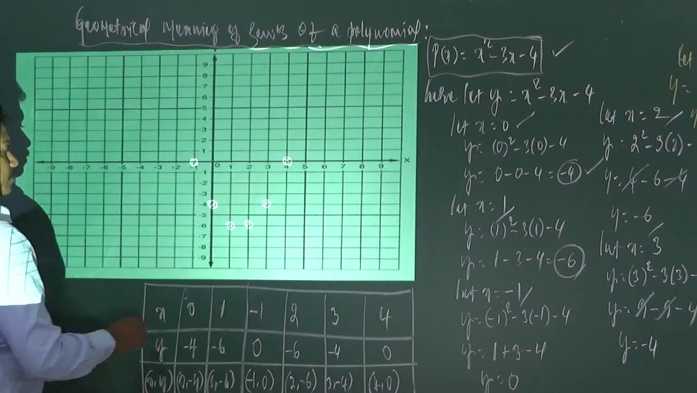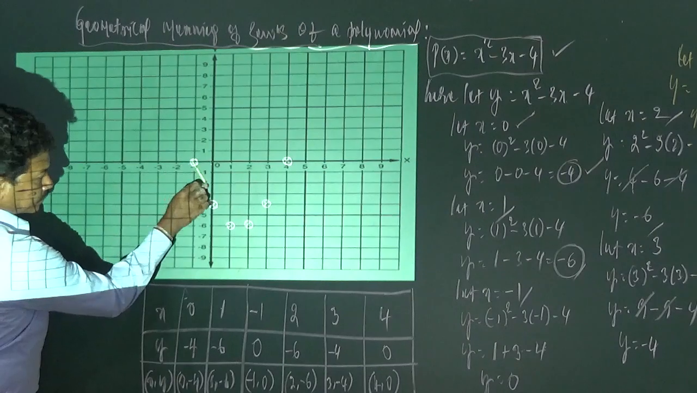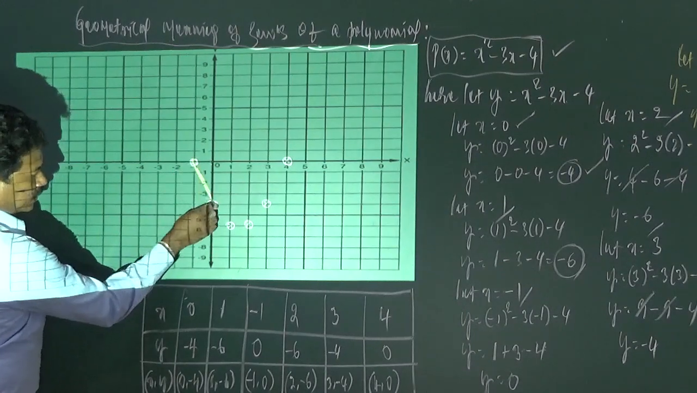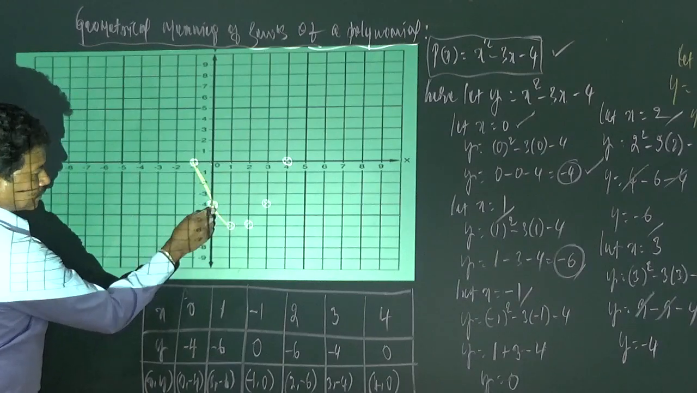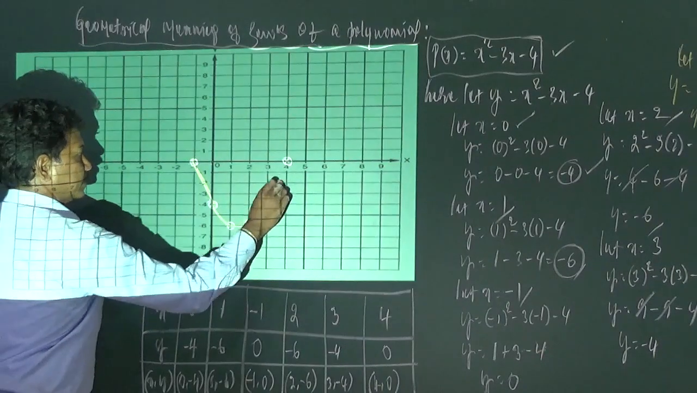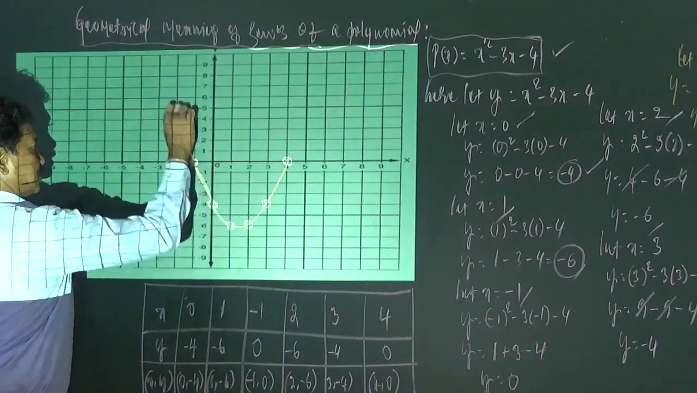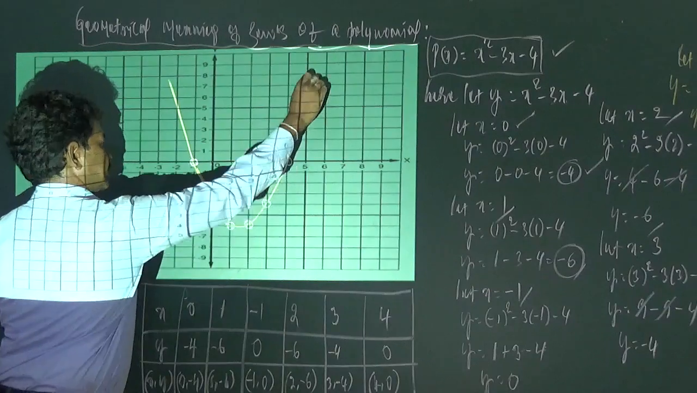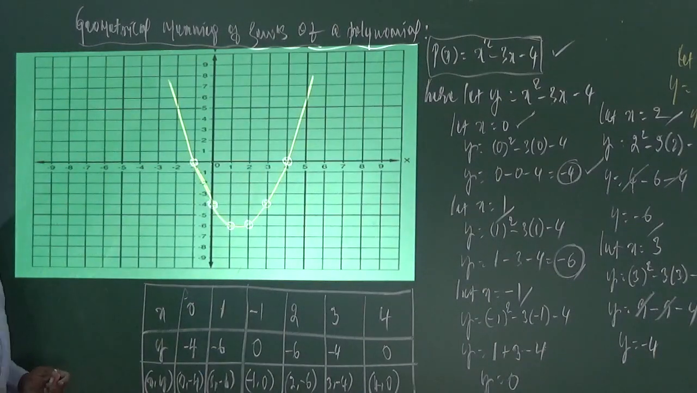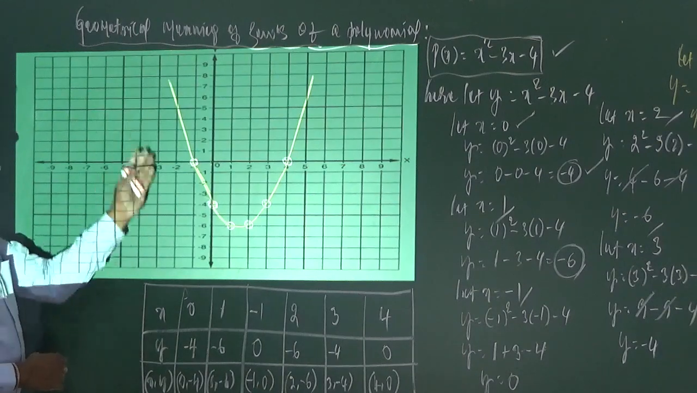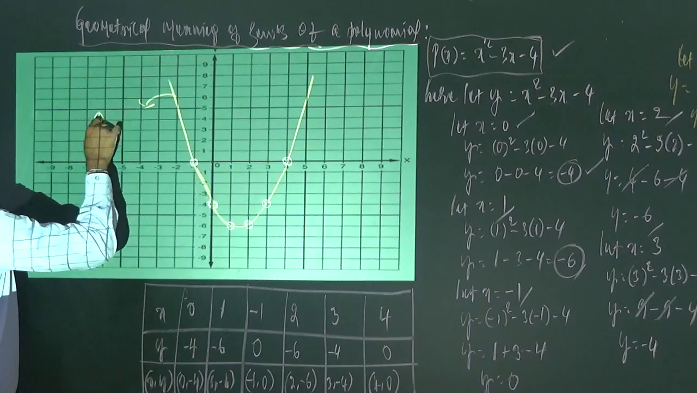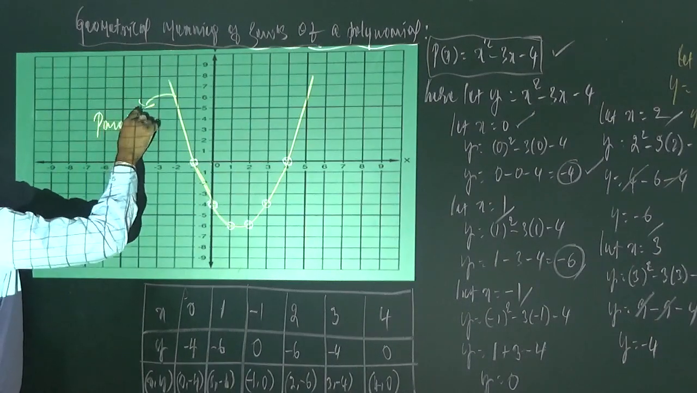We will extend these points. I will join this point, I will join this point here, I will join this, I will join these two points, and I will extend this. And also at this side I will extend this. So this is the graph for a quadratic polynomial. So here we have got a parabola. So this curve is called a parabola.